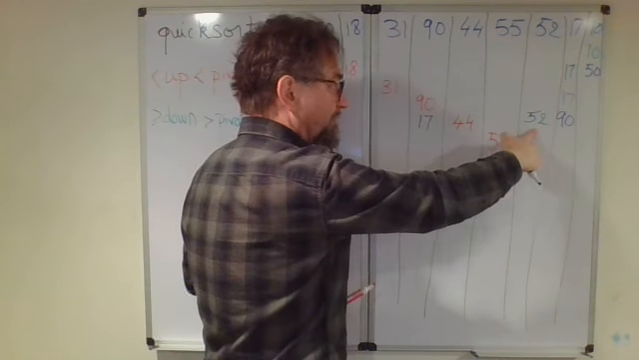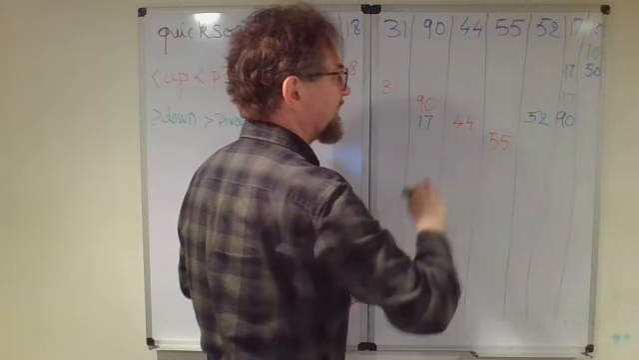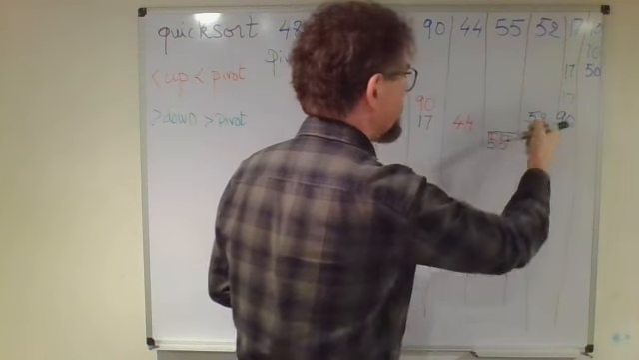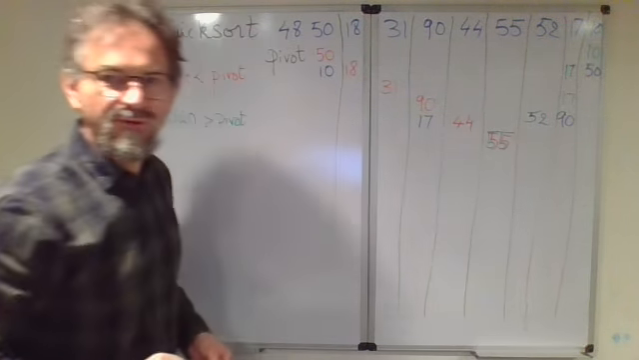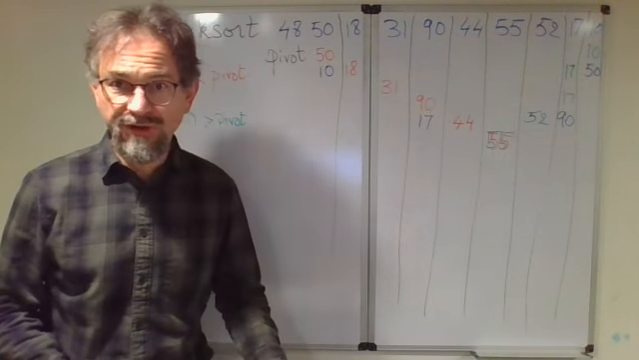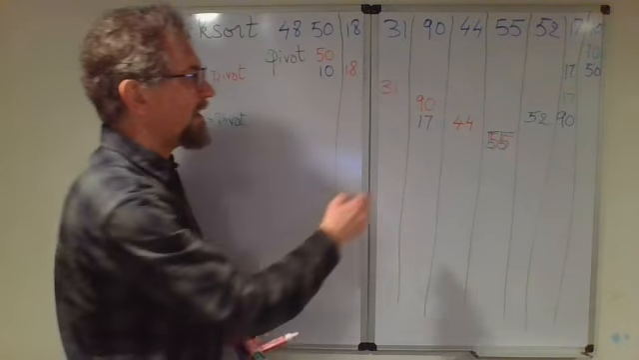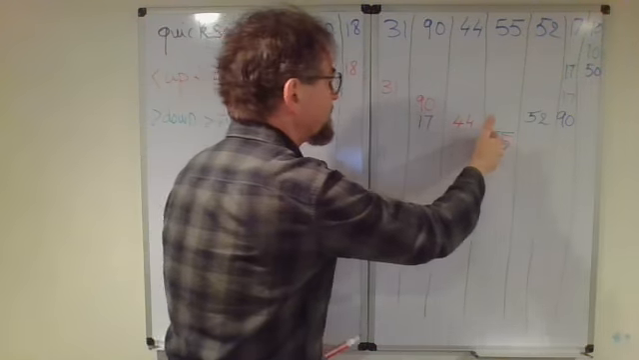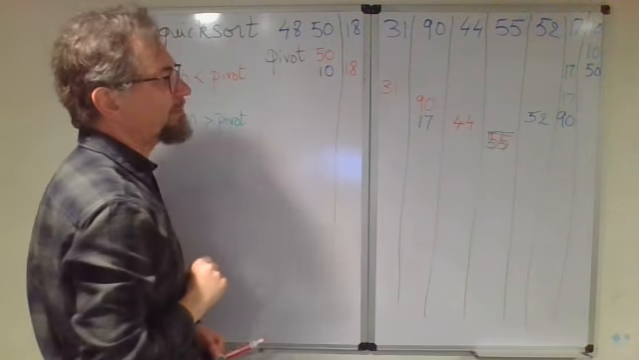52 is larger, so it's in the second half, so I can actually move my index. The way I can indicate this is that I'm not moving the value, but I'm moving the index. So 55 is colored twice because up is equal to down. And now I have reached the pivotal point in this partition. I know that everything at the right is larger than the pivot, and everything at the left of 55 is less than the pivot.